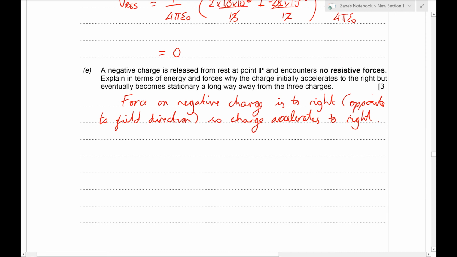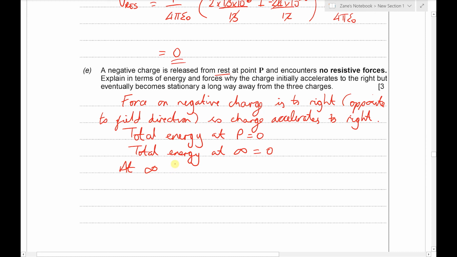Now the total energy of this particle at the start will be 0. It's released from rest, so it has no kinetic energy, and the electric potential at P is 0, and therefore there's no potential energy at 0. And from the law of conservation of energy, the total energy anywhere will be 0, and specifically at infinity, which is a long way away from these three charges. Also at infinity, the potential energy is 0 by definition.